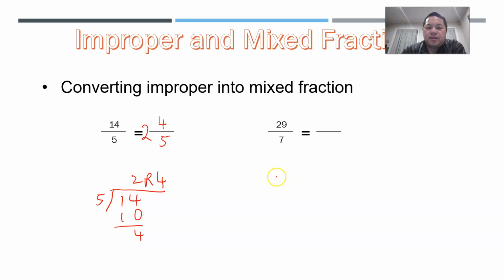So same thing for this. We have 29 divided by 7. So I have 4 of them. 4 times 7 is 28. Remainder is 1. So again, it's 4 whole, 1/7 as the mixed fraction. Quite easy to understand, isn't it?